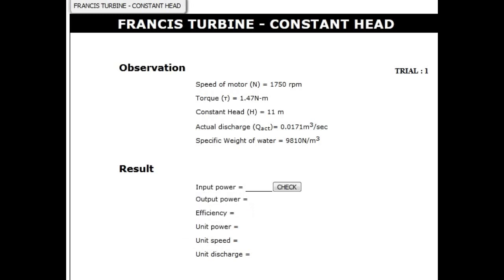The gamma value is the product of the density of water into acceleration due to gravity, that is 9.81 into 1000, that is 9810 Newton per meter cube. Otherwise you can take pressure as rho g h. First calculate pressure as rho g h and substitute here as pressure into discharge. Next, find out efficiency, output by input, then substitute all the equations and get the unit power, unit speed and unit discharge.